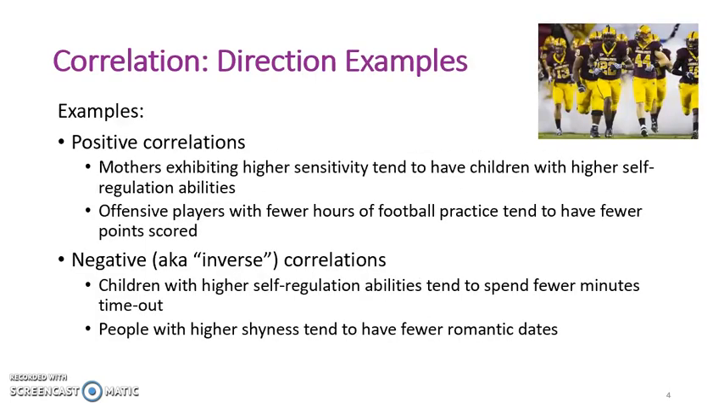Let's talk a little more about direction of correlations that are indicated by the sign on the correlation coefficient. Here are some examples of positive and negative correlations. One example of a positive correlation would be examining the interaction between mother and child. Mothers who exhibit higher sensitivity tend to have children with higher self-regulation abilities.